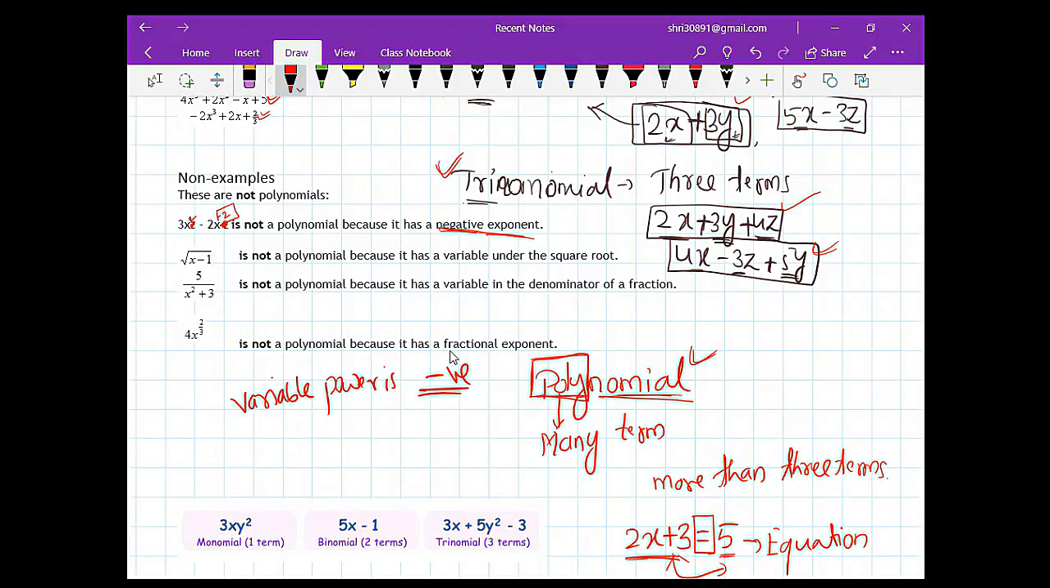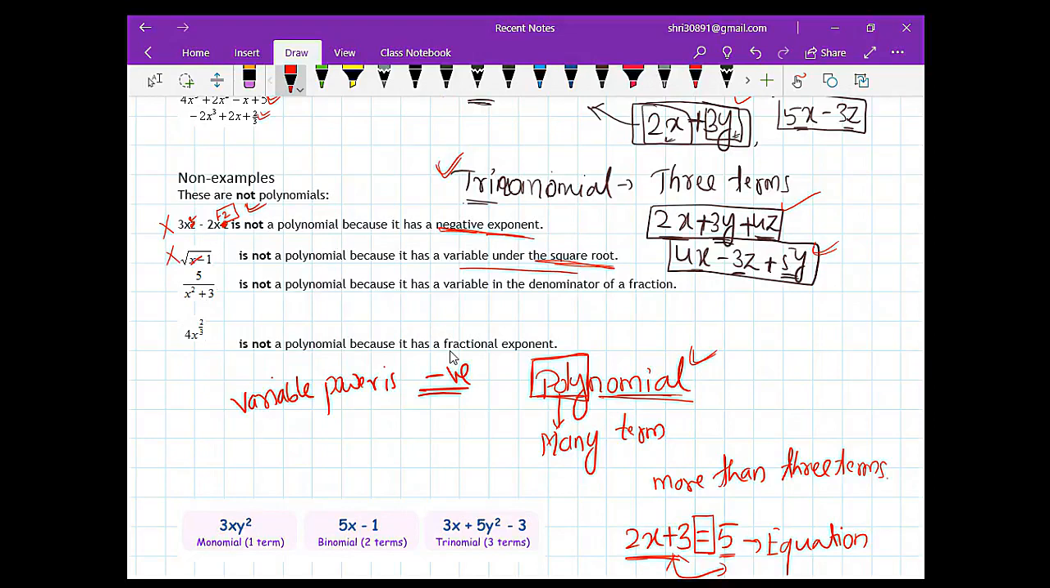In another condition, if we have variables under a root, those are also not polynomials. See, root x minus 1 is not a polynomial because it is a variable under the square root. It may be a square root or cube root or anything. The only thing is, if the variable is under a root, then it is not a polynomial. Here the power is negative, so this is not a polynomial. Here the variable is under a root, so this is also not a polynomial.